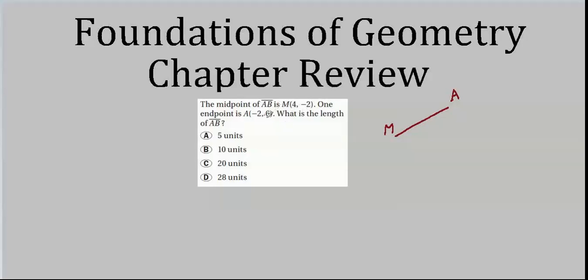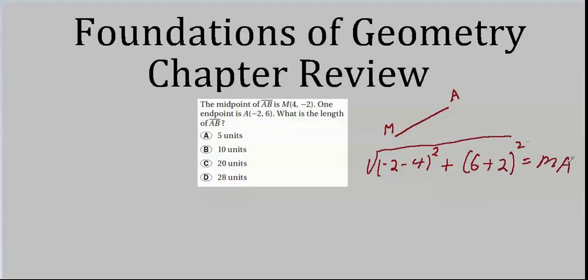And let's take x2 and y2 to be A. It's arbitrary. So we have minus 2 minus 4 squared plus 6, pardon me, minus of minus 2. We square that. And that's going to give us the length of MA.